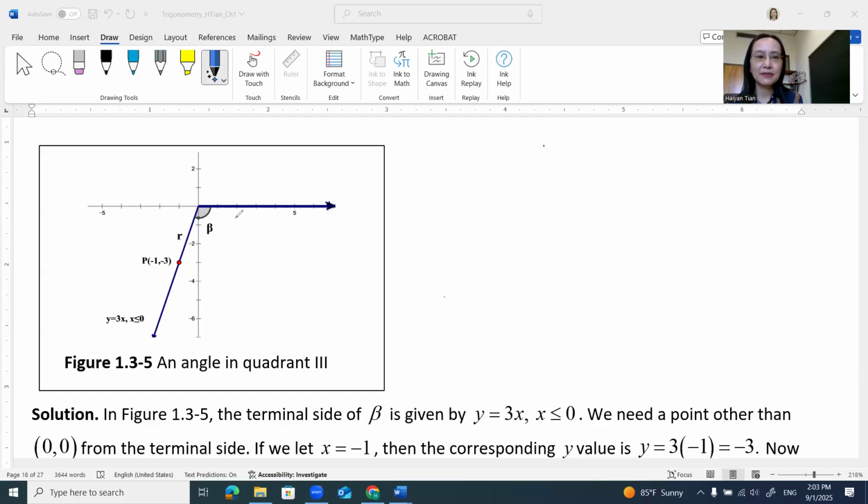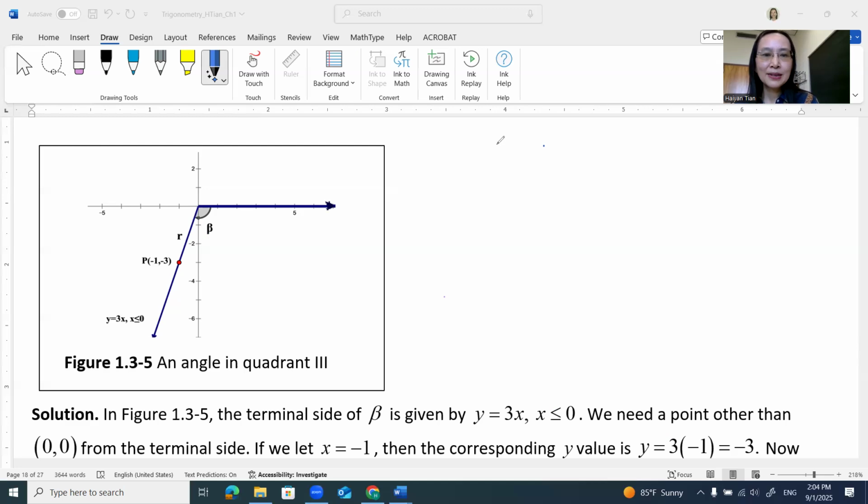This angle is a negative angle, right? You see beta? When we place the beta in the standard position, the initial side is along the positive x-axis. But this angle is clockwise. So its terminal side falls into the 3rd quadrant. So it's a negative angle, but doesn't matter. This is an angle that is in the 3rd quadrant.